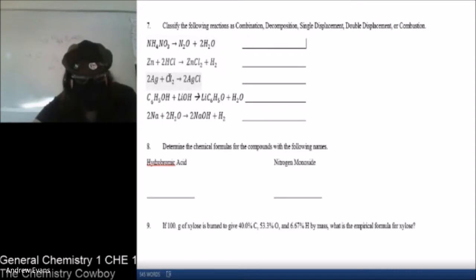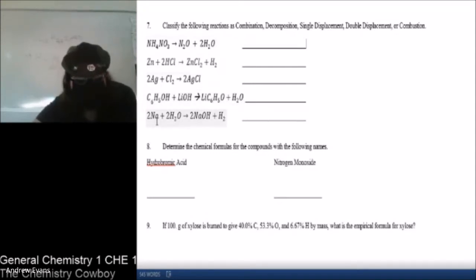Silver plus chlorine becomes silver chloride. That's a combination. 2 elements become 1 compound. This is probably the trickiest one. C6H5OH plus lithium hydroxide, you switch places. The H from here and the Li from there switch places to form water, to form lithium C6H5O and H2O. So this is really HOH. But this is a double displacement.